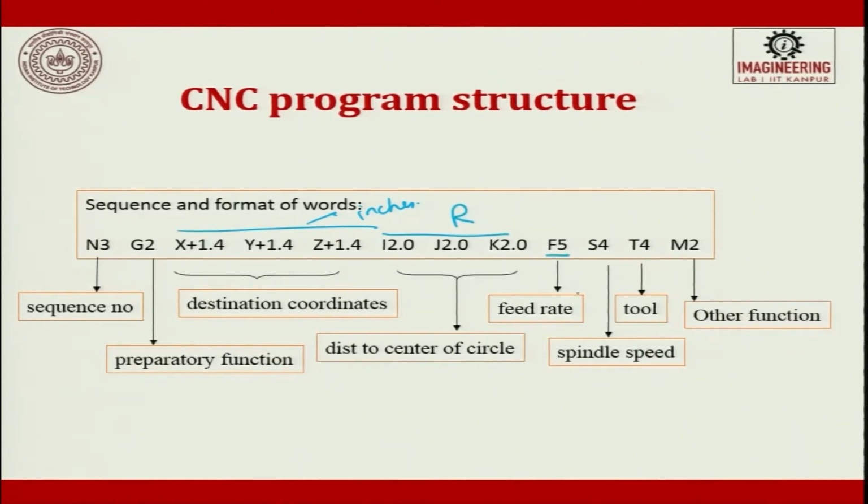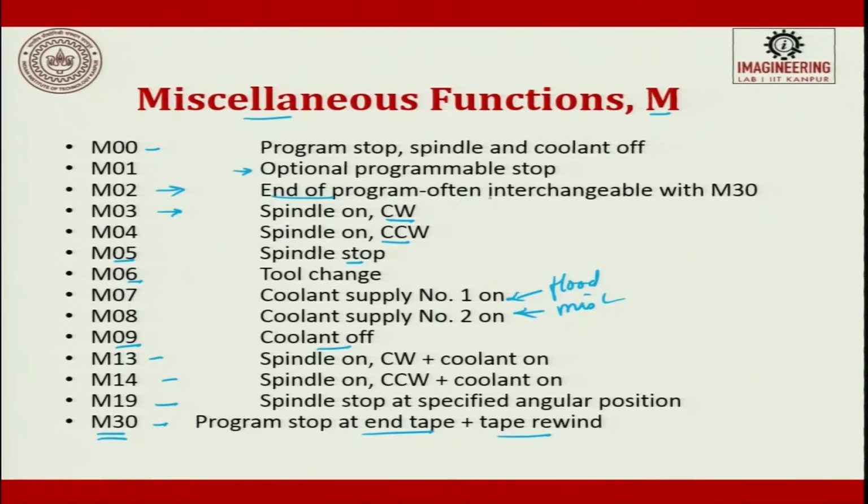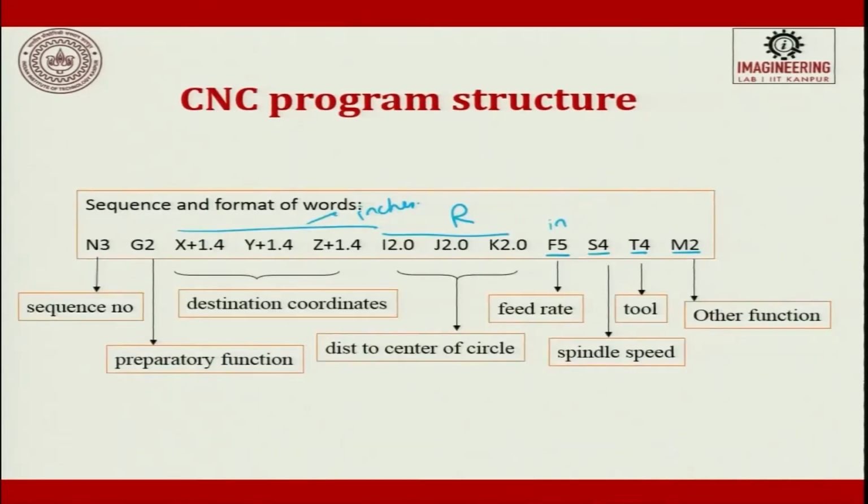Then we have feed rate, again in inches, spindle speed, then tool number, and then the miscellaneous function M02. What is a miscellaneous function? M02 is end of program, often interchangeable with M30. So, you can give M02 or M30. In this block you should understand that the M code will be almost at the last. You will just follow this sequence in a fixed block, so all the X, Y, Z data has to be filled in.